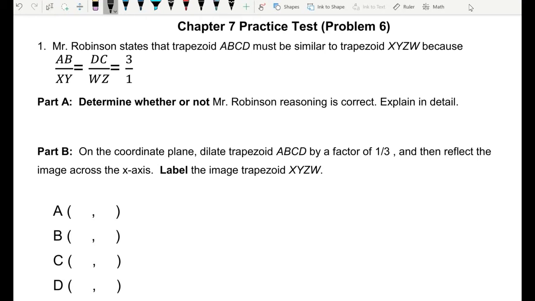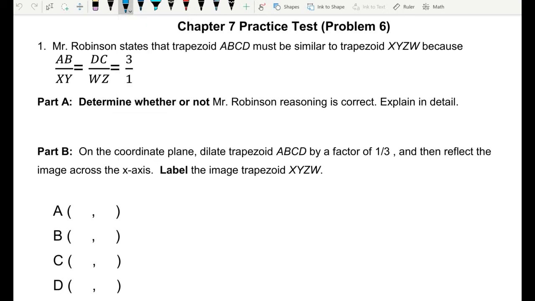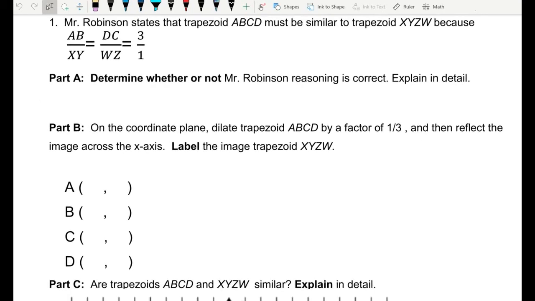Alright, problem number 1. Mr. Robinson states that the trapezoid ABCD must be similar to trapezoid XYZW because AB over XY equals DC over WZ equals 3 over 1. Part A, determine whether or not Mr. Robinson's reasoning is correct. Explain in detail. First of all, this problem is far away from the picture down below, so I'm going to move it down so we can see it side by side and it's easier for me to talk about it.